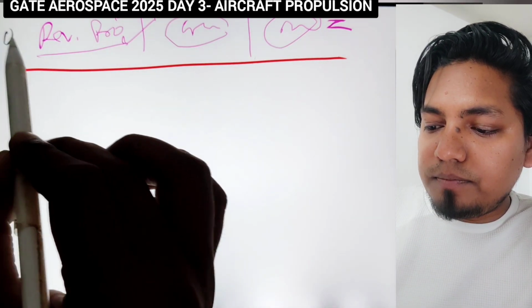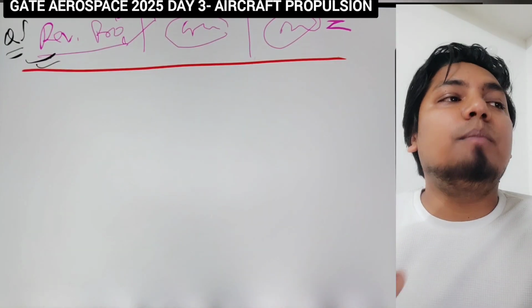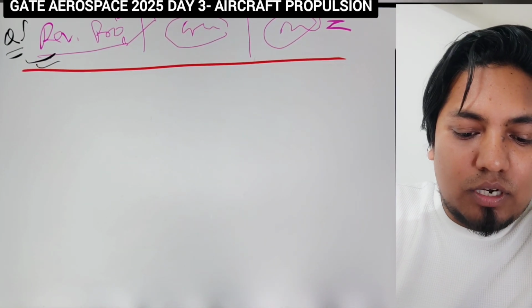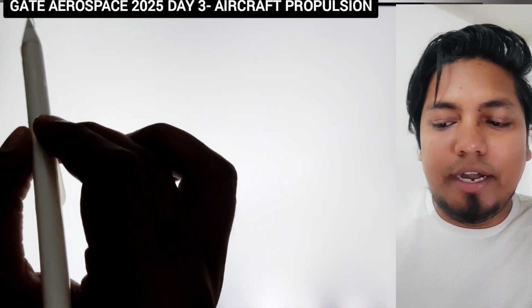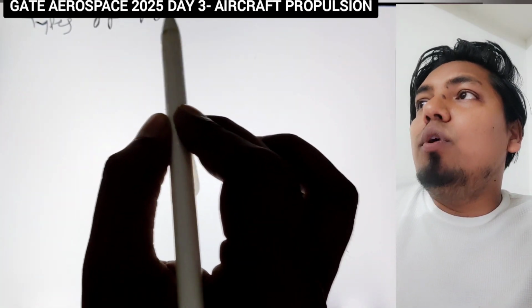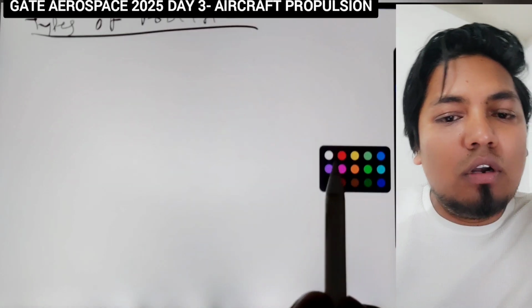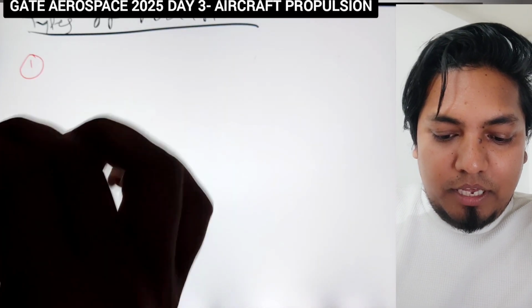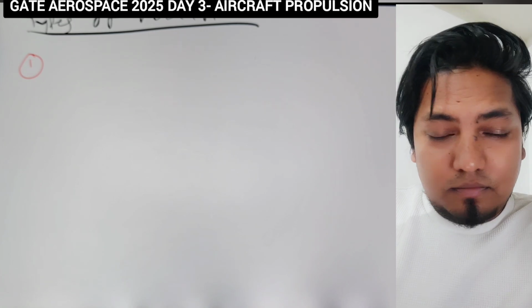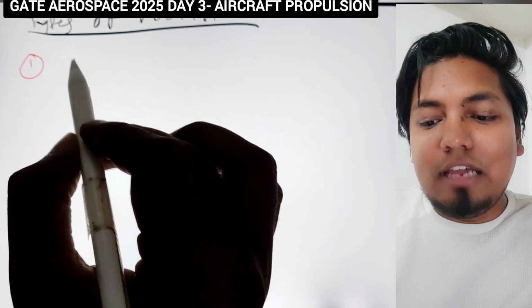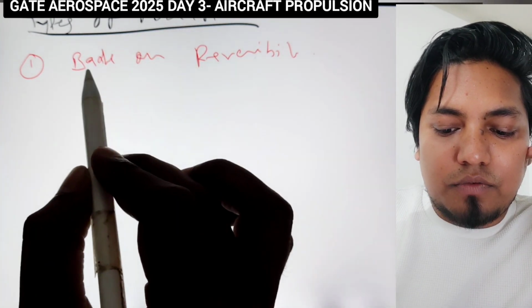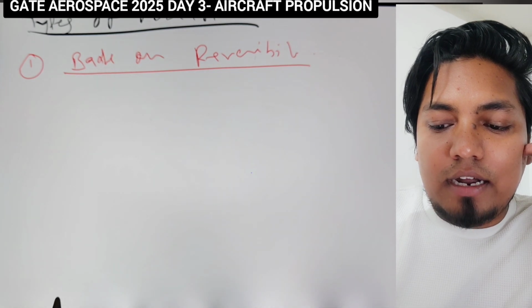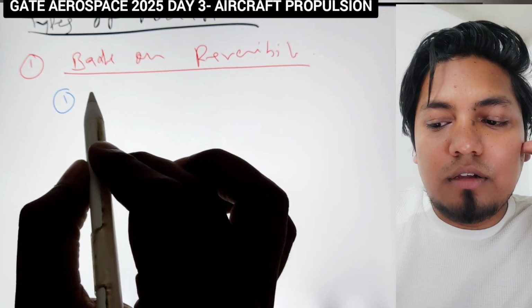Now I am going to discuss what the types of processes are, because now we are going into detail. So, types of processes. New heading. Now I am going to define the process based on some features, based on some changes. So based on reversibility, I will define the process. In this category, I have two types of process: one is reversible process and another is irreversible process.